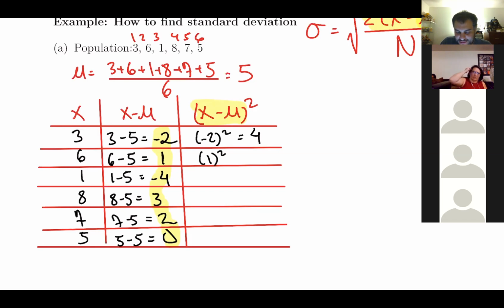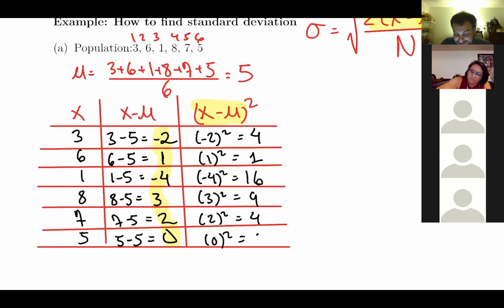You get 1 squared is 1. You get -4 squared, that's 16. You do 3 squared, that's 9. You do 2 squared, that's 4. You do 0 squared, well, that's 0. All right. Any question for that last column?